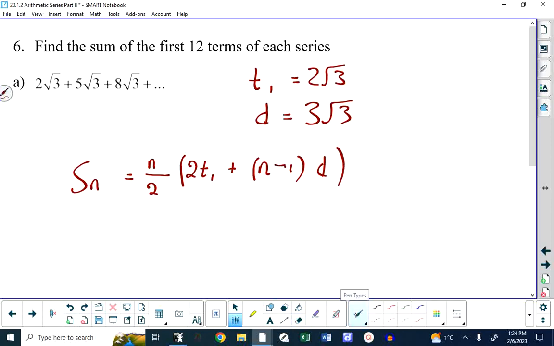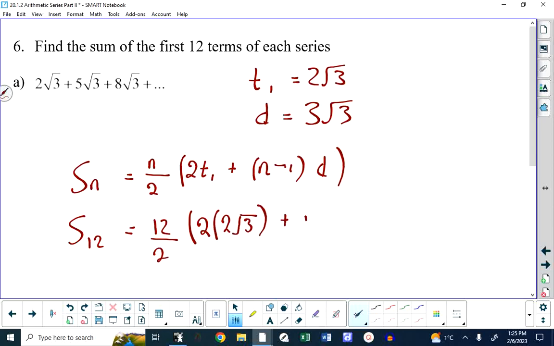And we load in those 2 parameters. So every place I want to find the sum of the first 12 terms, every place I see an n, I put 12. Every place I see a T1, I put 2 root 3. I put 12 in for n. That gives me 11 times the common difference, which is 3 root 3.